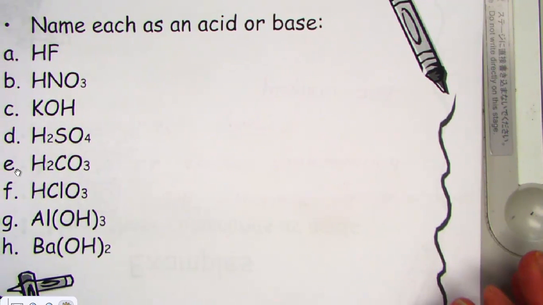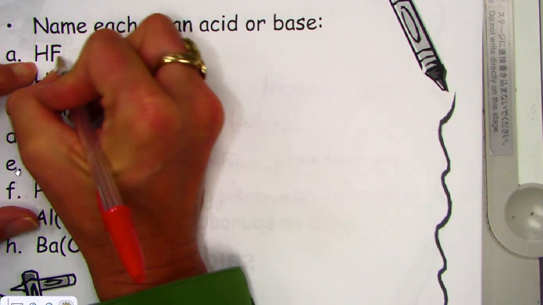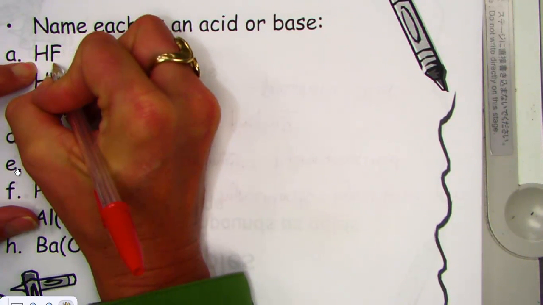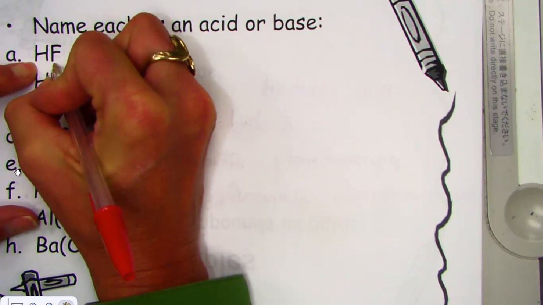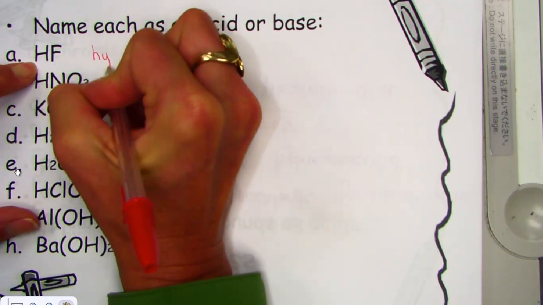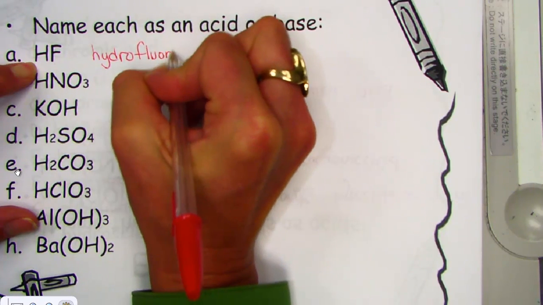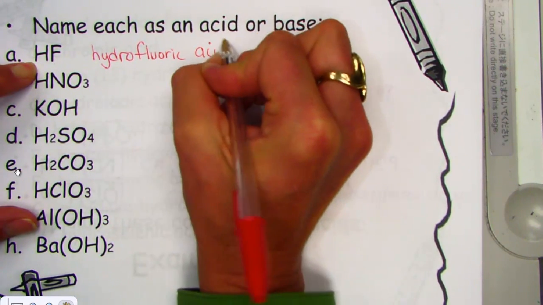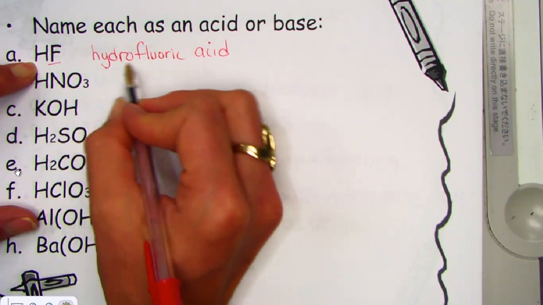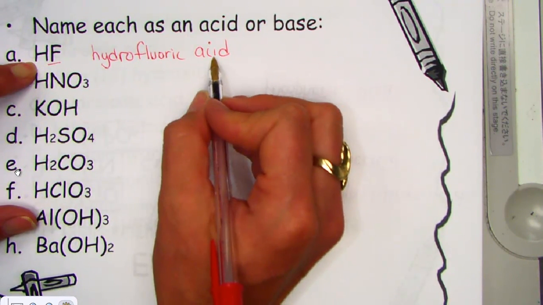All right, let's check our work. HF, we would have named this hydrogen fluoride, ide. Now we know to name it hydrofluoric acid. Fluoride, hydrofluoric acid.